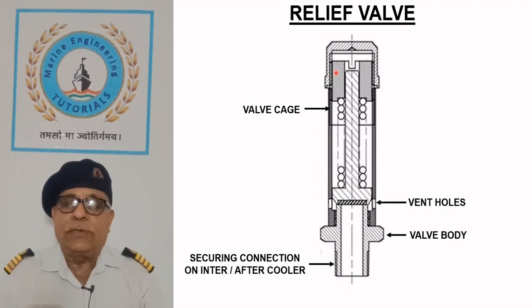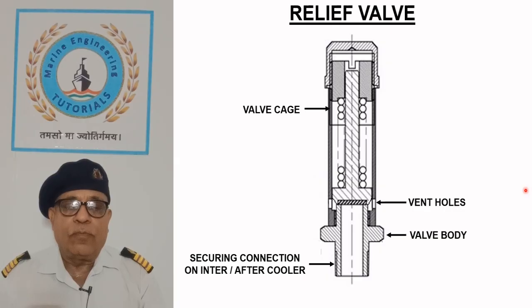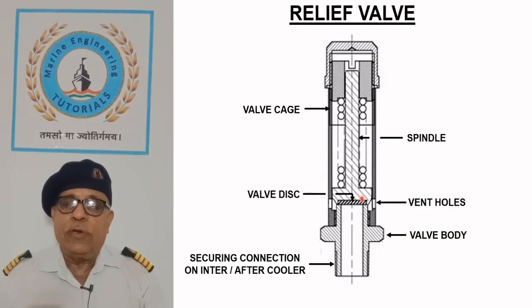Valve cage is screwed to the valve body which has relief holes to discharge the air to atmosphere and limit the compressed air pressure in each stage. A Teflon disc is attached to the spindle which rests on the seat and maintains the pressure until it exceeds the set limit.